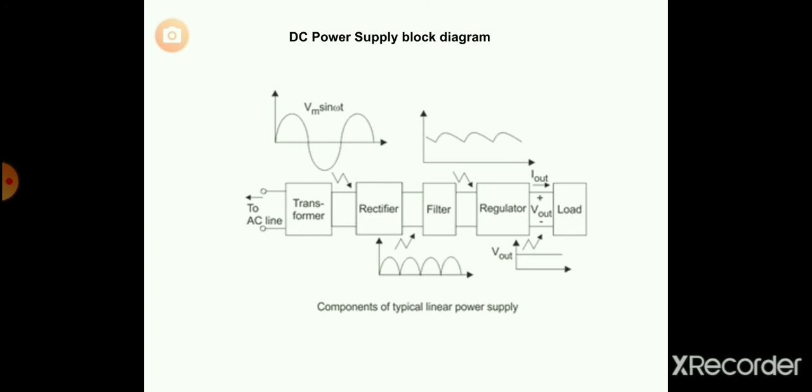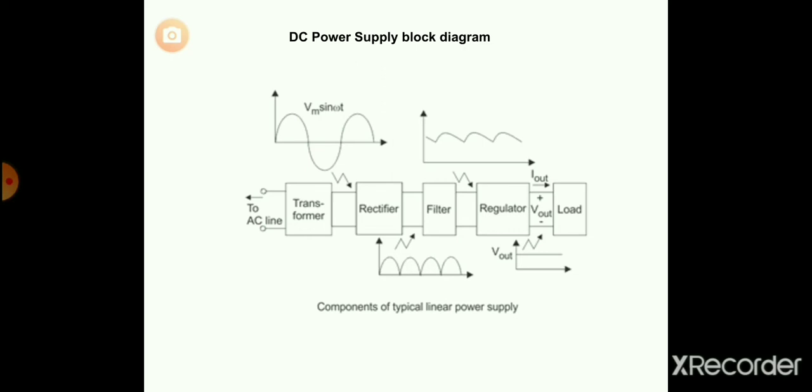Then you already studied what AC is. AC means alternating current, which changes its polarity continuously. DC voltage has only one direction, positive. Transformer input is V sine omega t. A transformer is an electric device which converts AC input to AC output voltage.